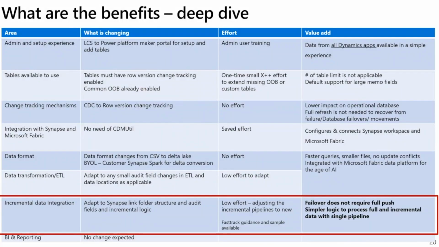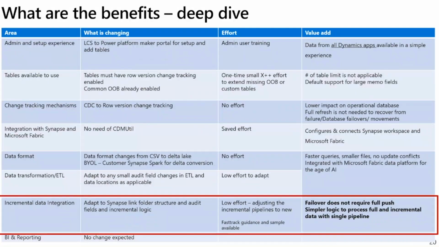With Synapse Link, the chances of a full push of the data are very low because we are using row version change tracking, which is a timestamp kind of thing on the row itself. That data isn't lost when we have failover or disaster recovery or anything. It's available in your primary database in each individual table. So there is no need for us to do a full push to recover. We will just start from where we left off. That's a big advantage for anyone doing incremental data ingestion, and I want to emphasize that.